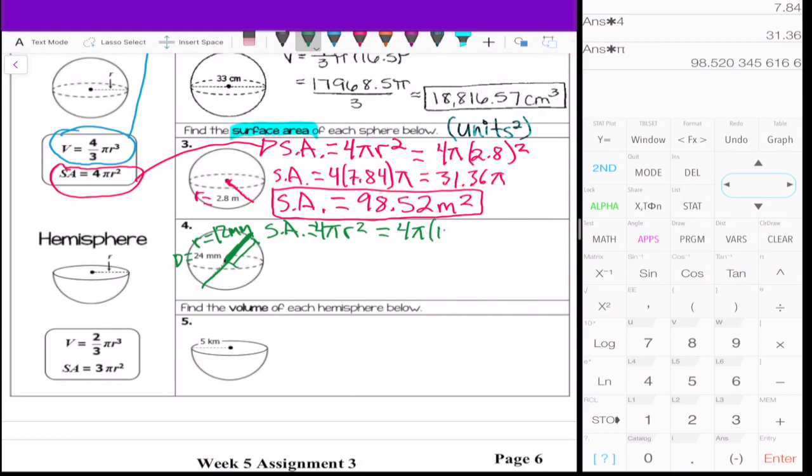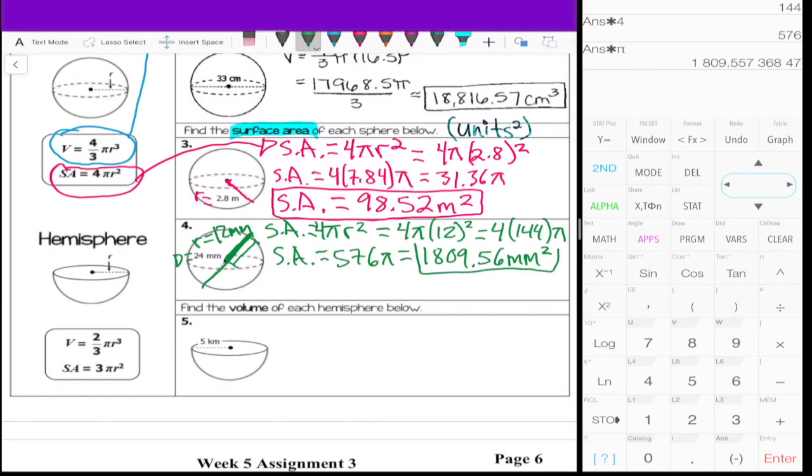So 4 pi 12 squared equals. I know 12 times 12 is 144, so I didn't use a calculator there. But yeah, maybe I should. Not everybody knows what 12 times 12 is. So it's not 12 times 2, again, reiterating, it's 12 times 12. So 4 times 144 is 576. We still have our pi, so we're going to multiply by pi, and we're going to have 1,809.557, or if we round it, 1,809.56 millimeters squared.